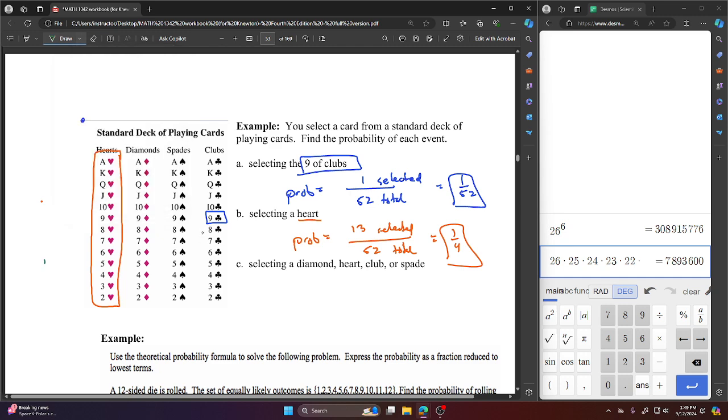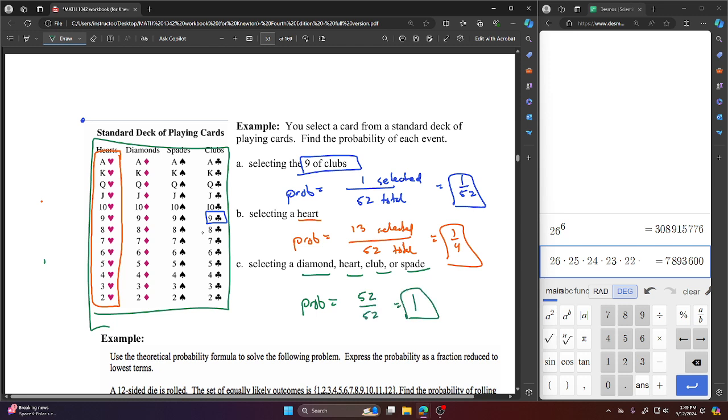Last one is a diamond, club, heart, or a spade. Yeah, I guess. Wow. Okay. So 52 out of 52 is just 100%. That's just weird, but we did it. So they will ask card questions on your homework, and you can always come back to this as a guide if you don't know what's going on.